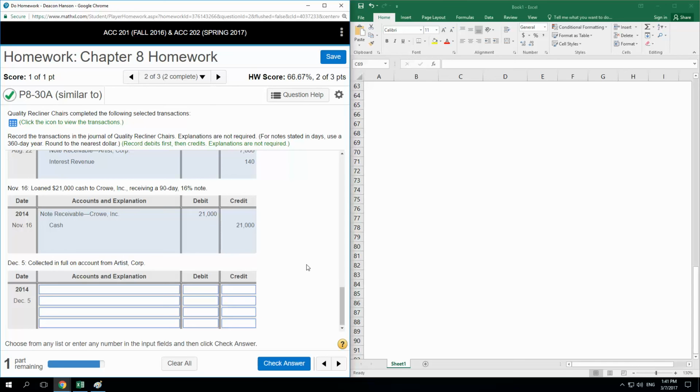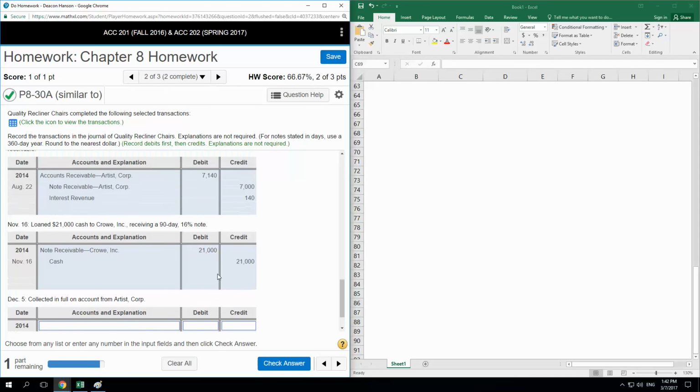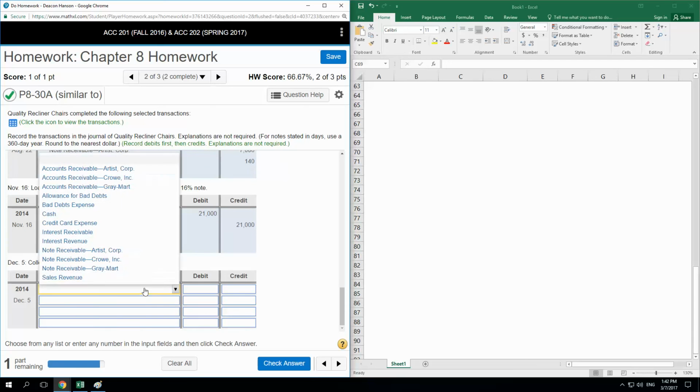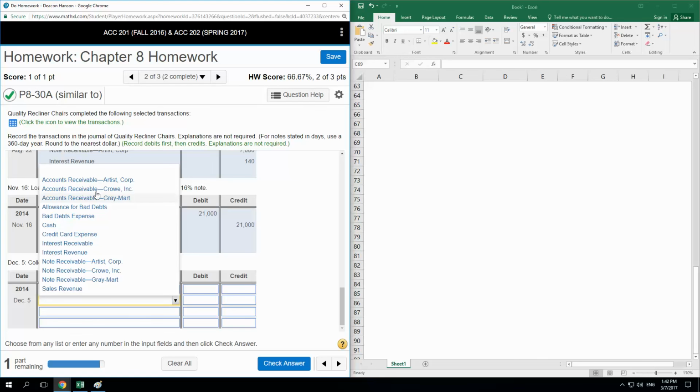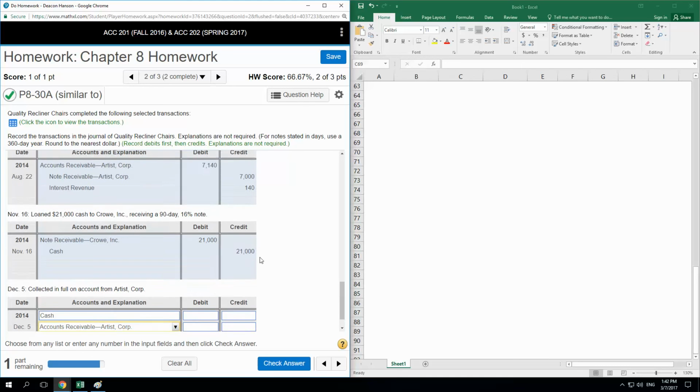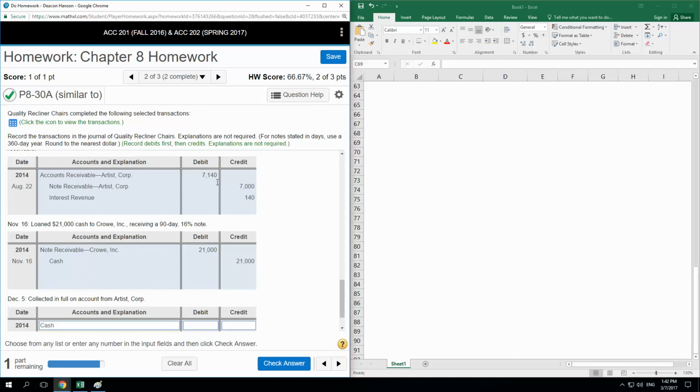Now we collect the full amount from Artist Corp. So we've got multiple things going on. You want to pay attention to the names. Artist Corp owes us $7,140. So if I collect that, I'm going to debit cash, and I'm going to credit accounts receivable Artist Corp. That's this one right here, $7,140.